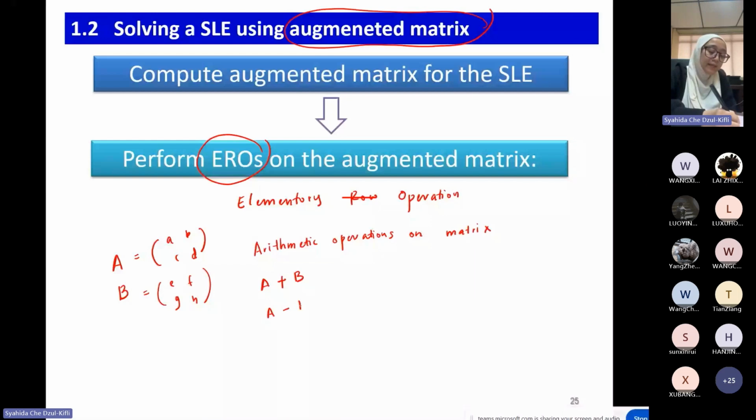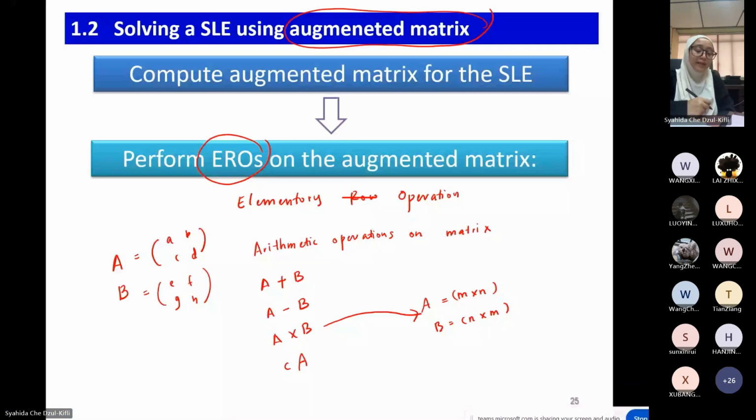We can do A times B if the size of A is m times n size and B is n times m, right? We can only do the multiplication if this is true. And the fourth arithmetic operation on a matrix is scalar multiplication. Remember, C times A, where C is any real number. So these are arithmetic operations on a matrix.